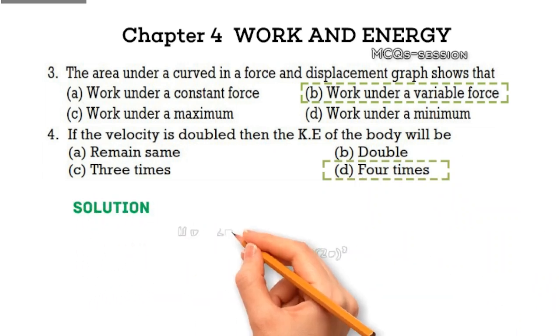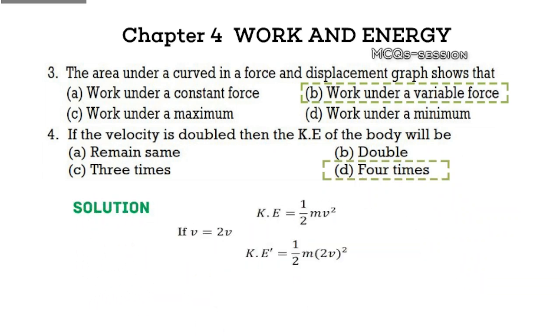Explanation: kinetic energy depends on the square of velocity. If velocity is doubled, the kinetic energy increases by 4 times.